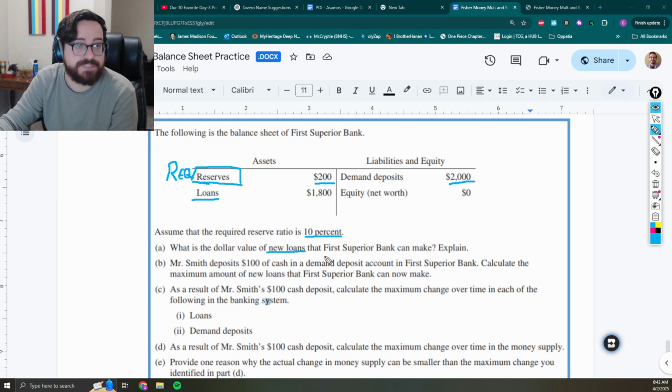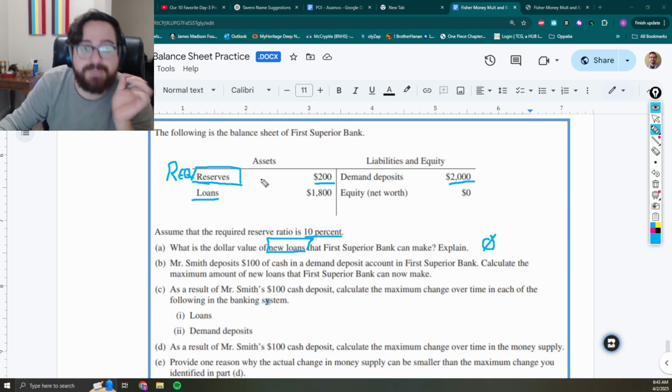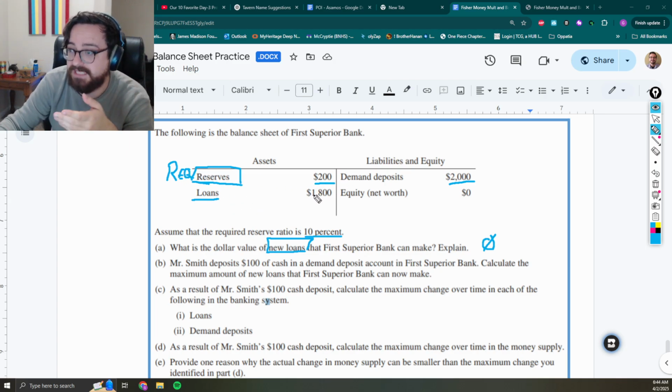How much new loans can they create? The word new here is to help you not put 1,800. Those aren't new. They've already loaned that money out. How much money can they loan out right now? The answer is $0. But what are their excess reserves? The money the bank can loan out is the excess reserves. There's currently none of those. They've got required reserves, $200. They've got loans, $1,800. That's all the deposits. They have no excess reserves.